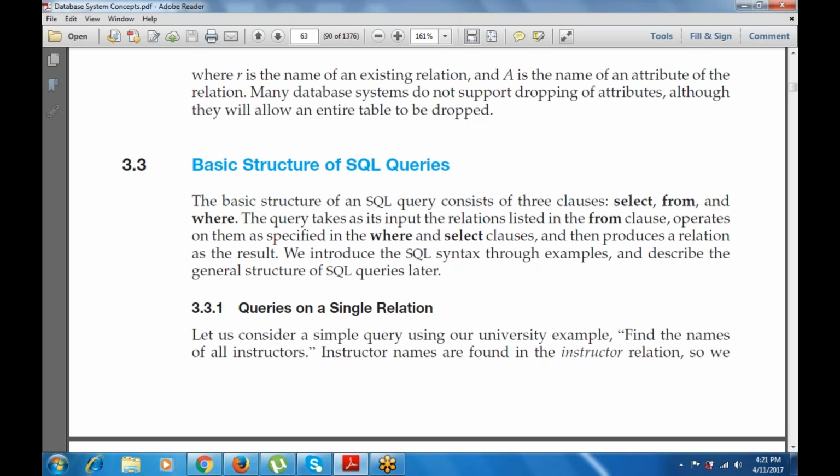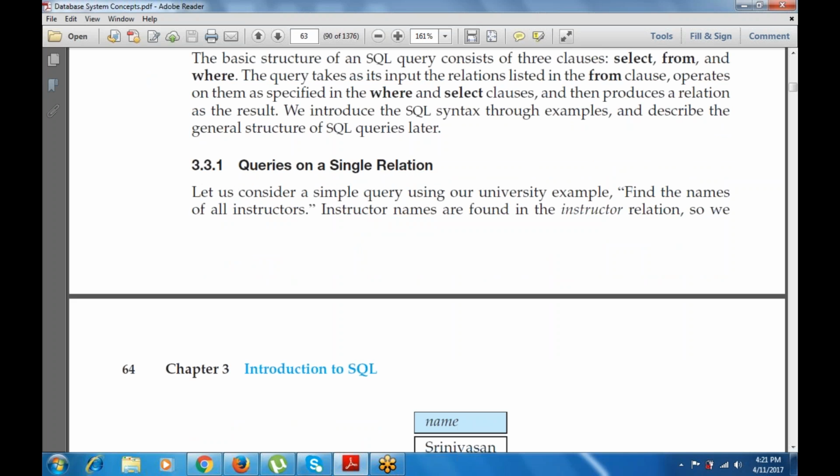And then there is the relation as a result. We introduce the SQL syntax with an example and describe the general structure of the SQL query. Now the query is on a single relation, that means a single table is given and we have to fetch the data from that single relation.